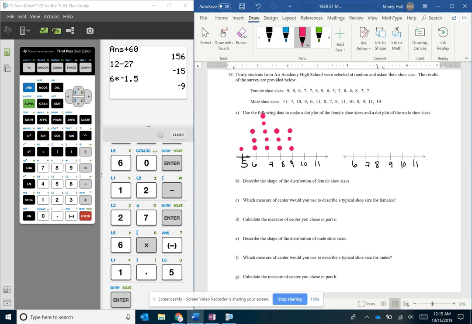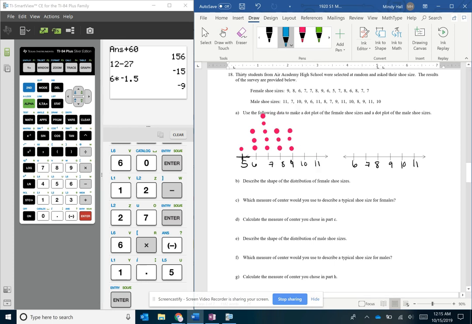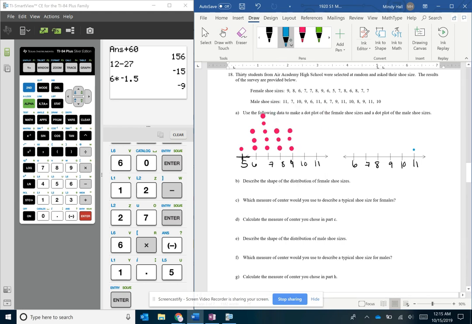So then to do the boys graph, again, I have to make the pen thicker. We have 11, 7, 10, 9, 6, 11, 8, 7, 11, 8, 7, 9, 11, 10, 8, 9, 11, 10.